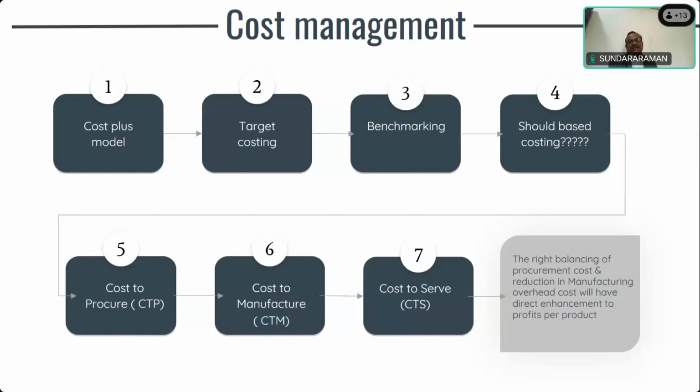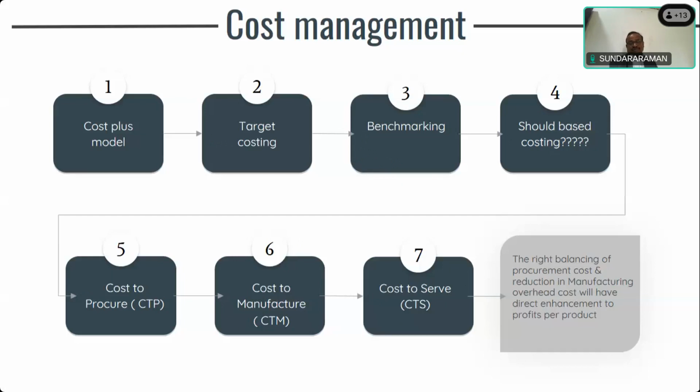So cost management. Basically, there is the cost-plus model. We work on target costing for the procurement function, and we also do benchmarking of the best cost at which we have to procure. And should-cost based costing: if you're launching a new product, you have some assumptions about the product, then you go for a detailed design, so you have better costing. But what we do is that cost to procure is already there in the system. Cost to manufacture, most organizations have it.